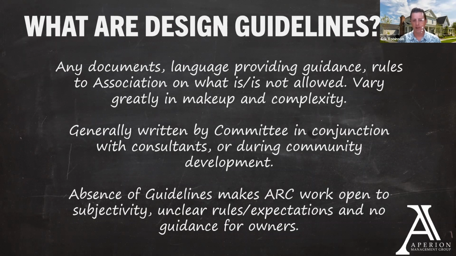Any documents or language providing guidance to the association on what is or is not allowed would be in those design guidelines. And they can vary greatly in makeup and complexity depending on what kind of community we're talking about. They are generally written by the Architecture Review Committee, often in conjunction with a consultant, or they're written during community development. The developer will come up with maybe a simple set of design guidelines that's going to guide their decisions as they're building their homes in the community to achieve whatever vision they had for that development.